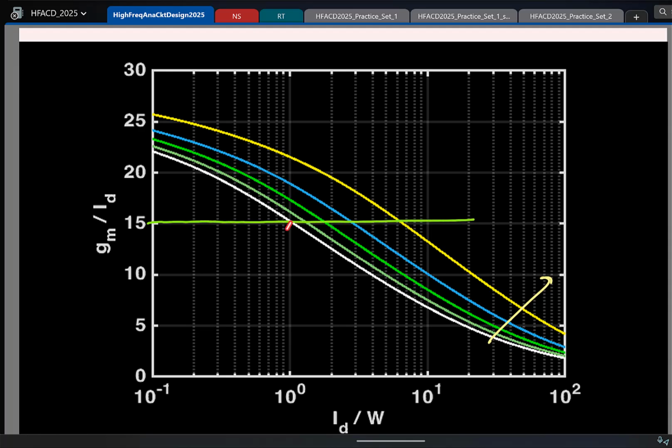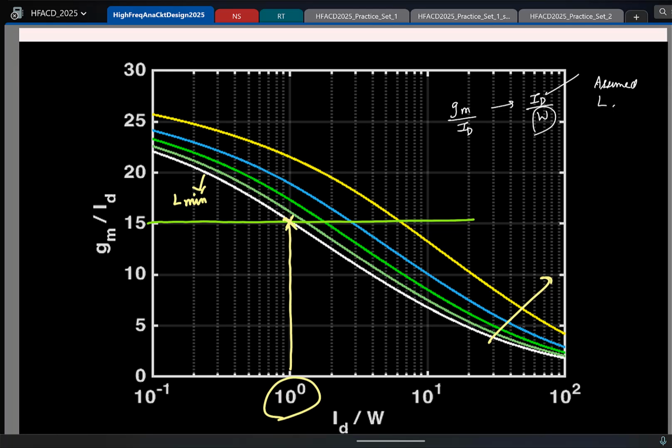Now we can choose any of the lengths, right? Because you can get the required GM by ID for any possible length. So let us say you choose the minimum length. Now you find that to get this particular GM by ID, you need an ID by W of something, right? So I just looked at GM by ID, and that gave me what the current density should be. I know the current, so I can find the width. And I have assumed the length, so the length is also known. Is the idea clear?